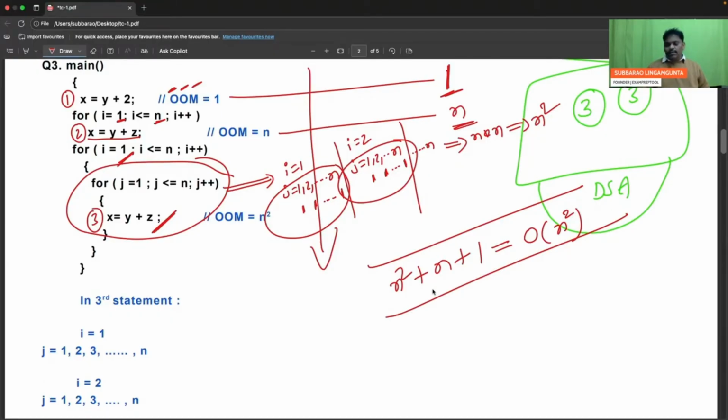Bigger things, take care. What is a priori analysis? Approximate analysis means small things you can ignore. You find the order of magnitude of every statement, but time complexity is nothing but the larger one, because this is the place where the CPU is spending a lot of time.